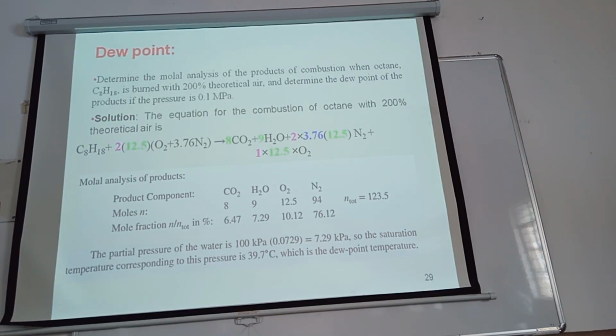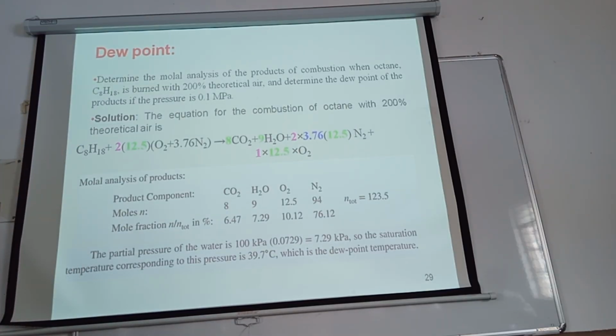Okay. So for example, what is the problem? Determine the molar analysis of the product of combustion when octane is burned with 200% theoretical air, and determine the dew point of the product if the pressure is 0.1 megapascal, that is 100 kilopascal. Total pressure is 100 kilopascal. So you have to calculate the moles, and you have to calculate the dew point. That is the problem.